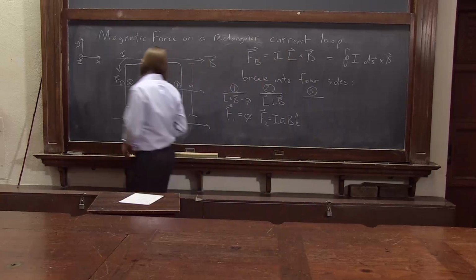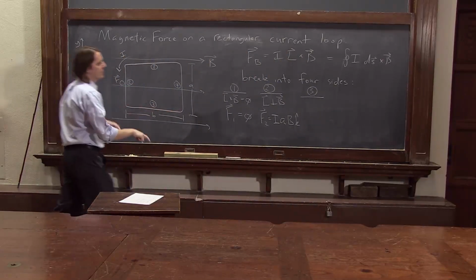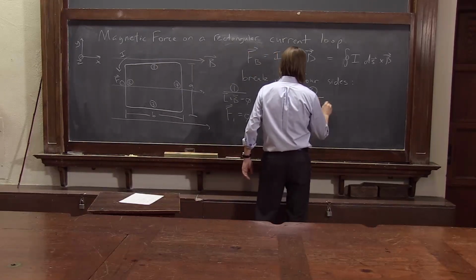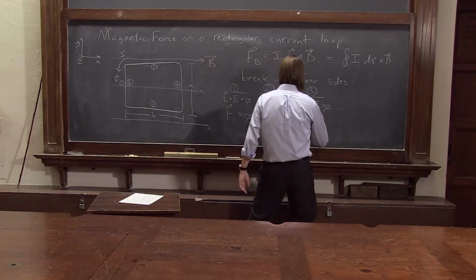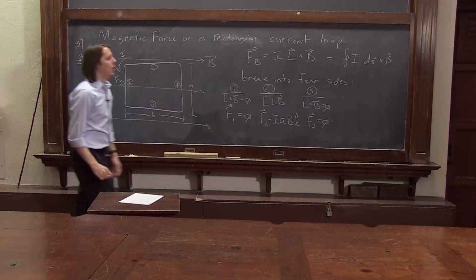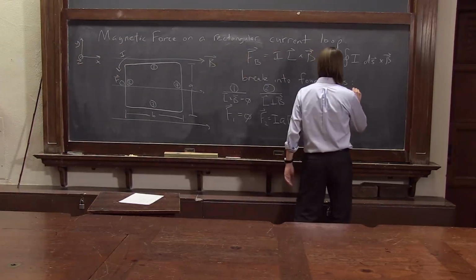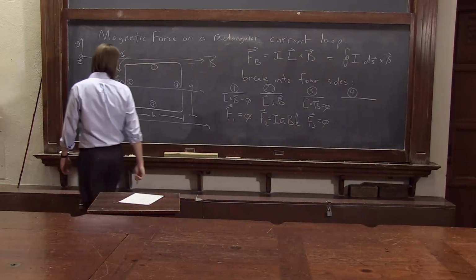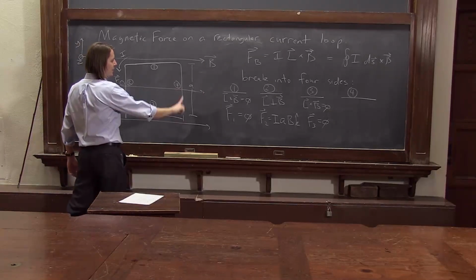For F3, we have the dS's add up to a length vector going this way, the same direction as the B field. So L cross B is 0 because they are parallel. So F3 is 0. Okay, almost done. F4. Let's see, now again, we have something perpendicular to B.